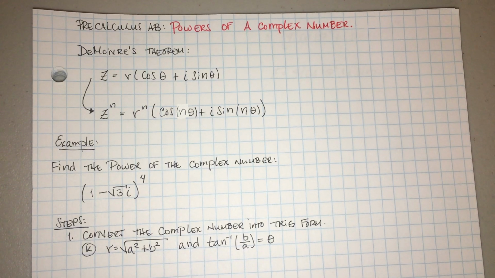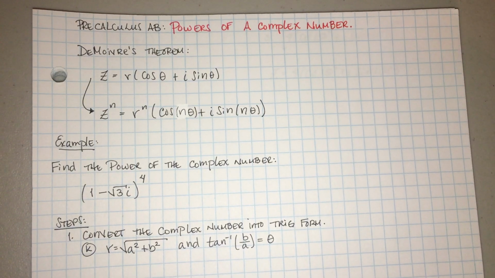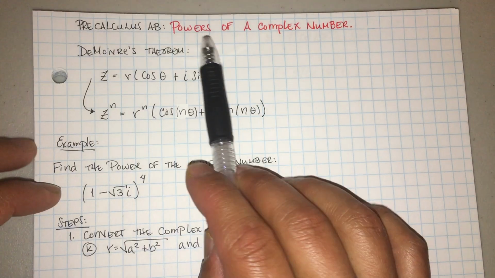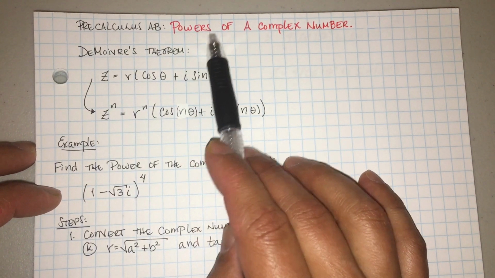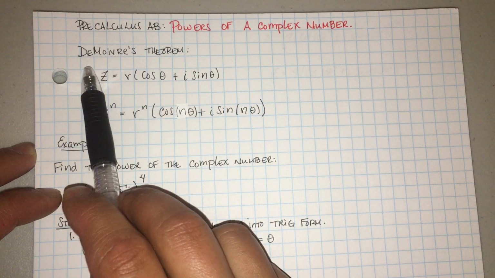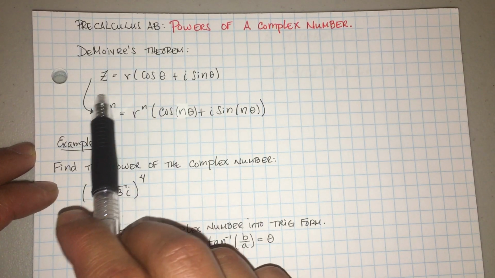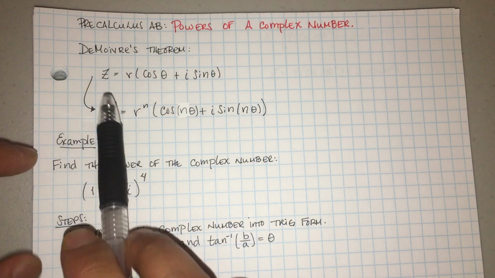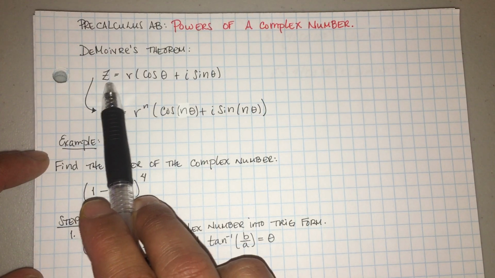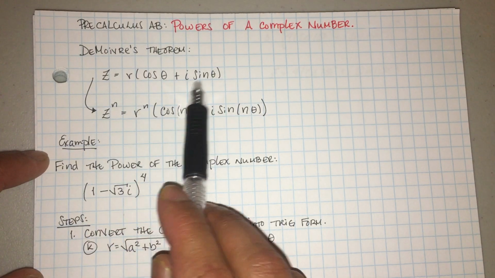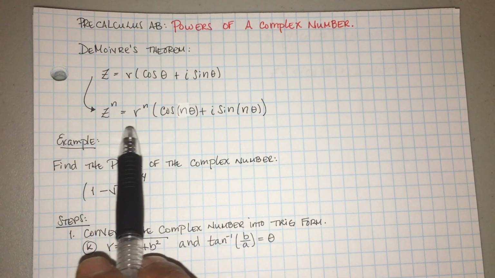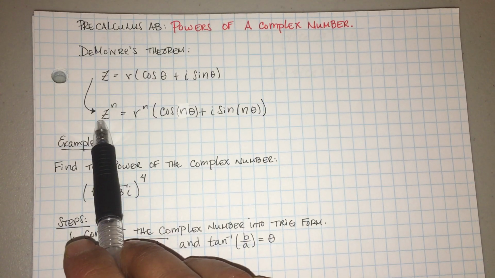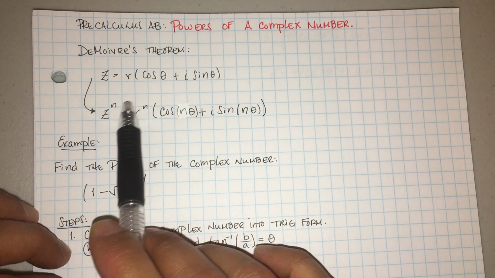Hey guys, in this video we're going to continue to work with complex numbers, raising a complex number to a power using de Moivre's theorem. So we know the complex number in trig form is z equals r cosine theta plus i sine theta. What we're going to be doing is raising this complex number to a certain power.